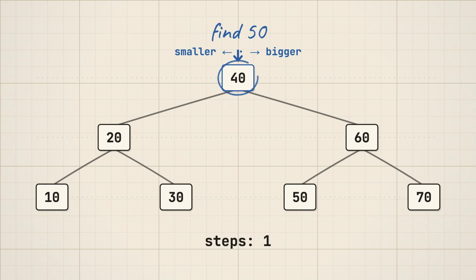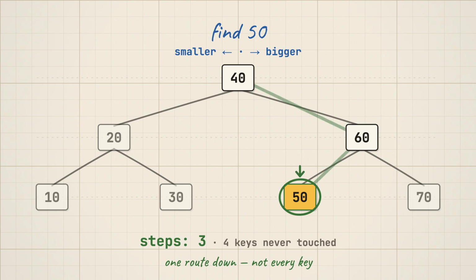Suppose we want to find 50. 50 is larger than the key at the top, so we go right. It is smaller than the next key, so we go left. And there it is. A search only follows one route downward. It does not need to inspect every key.